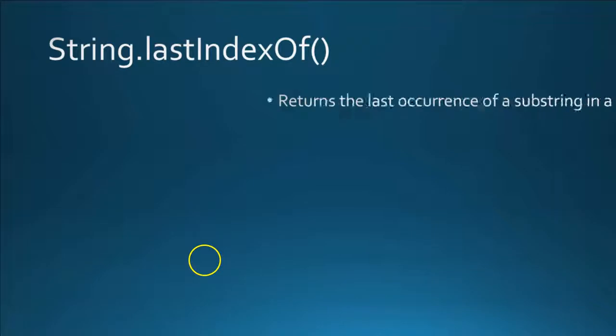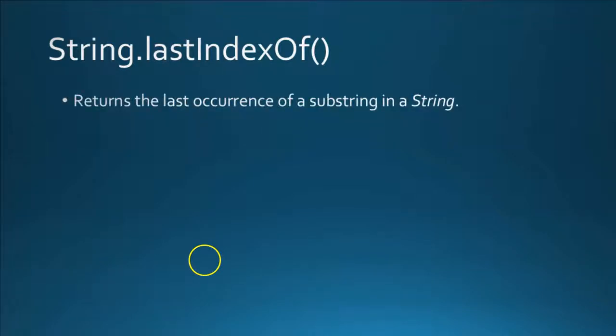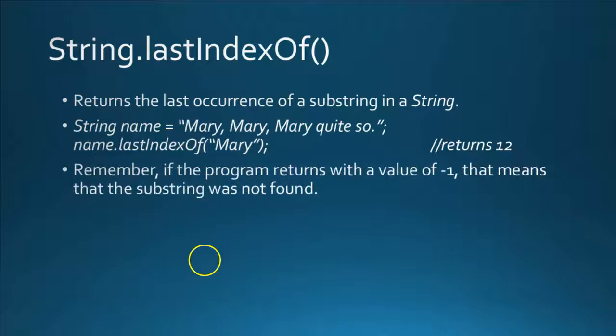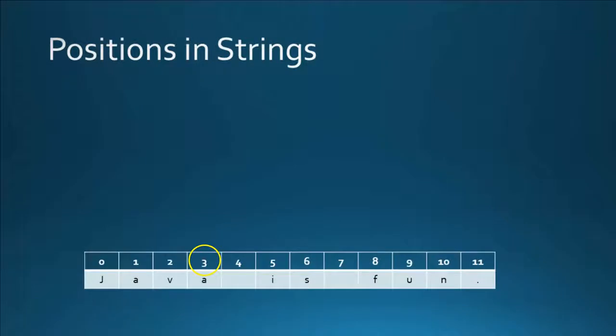Right, lastIndexOf. This is now going to search an entire string and look for the last occurrence of the substring. So indexOf looks for the first occurrence, and this looks for the last occurrence. So here I have "Mary, Mary, Mary, quite contrary". name.lastIndexOf("Mary") is going to return 12, because the last instance of Mary occurs at position 12. Remember, if the program returns a value of -1, that means that the substring was not found. Very important to remember that.